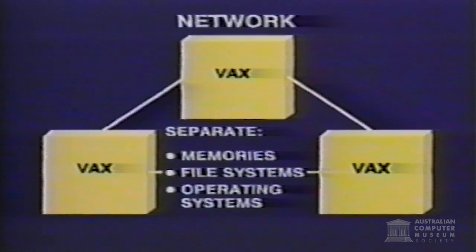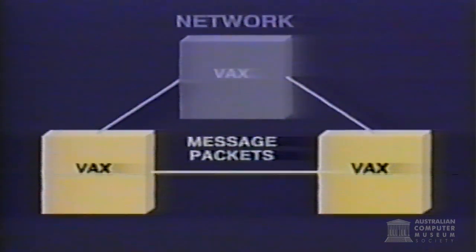Thus, a network can be viewed as a distributed system of VAX computers, each controlled by its own operating system. The VAX computers communicate by sending and receiving message packets over the network links. This method of communicating is slower and involves more overhead when compared with communications in a tightly coupled system.